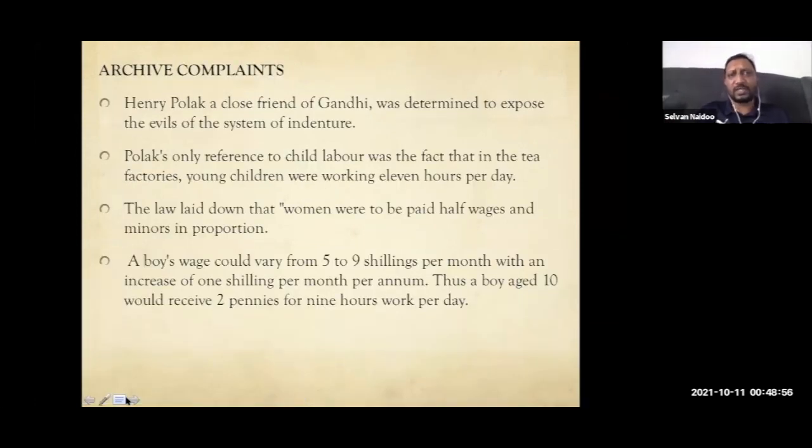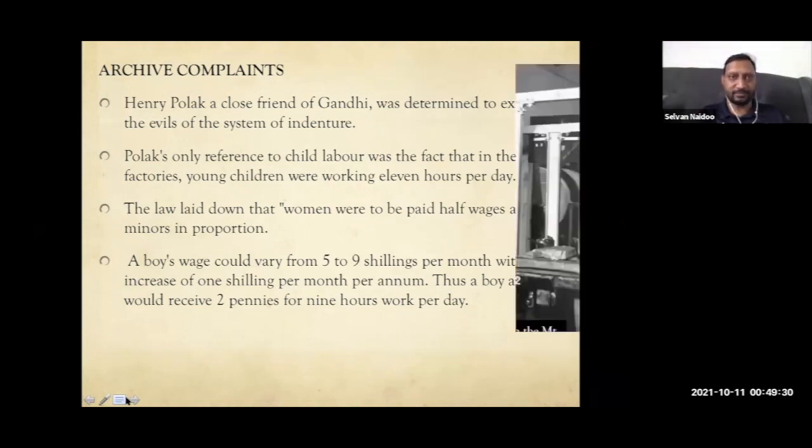Archival complaints. Henry Pollock, close friend of Gandhi, was determined to expose the evil system of indenture. His only reference to child labor was in the tea factories, and this is where children were used extensively. They worked as much as 11 hours per week. The law laid down that women were to be paid half the wages and minors in proportion. A boy's wage could vary from 5 to 9 shillings per month, with an increase of 1 shilling per month per annum. Thus, a boy would receive 2 pennies for 9 hours of work per day.